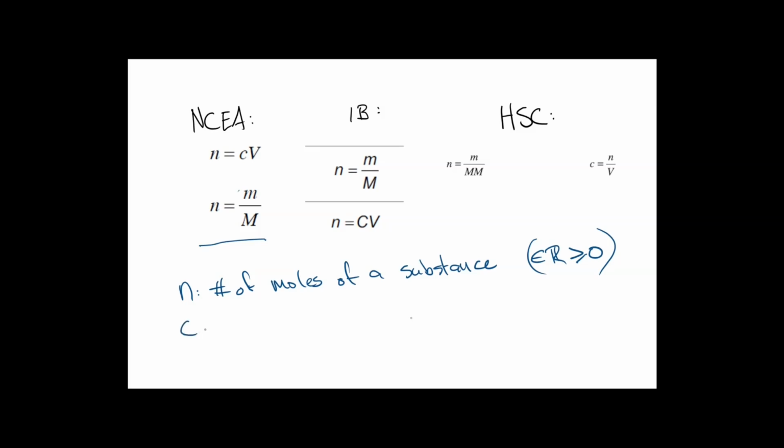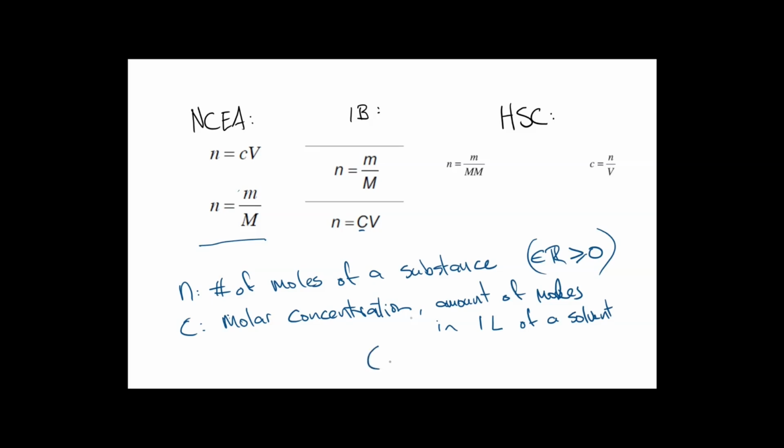C here, little c, which becomes big C here in International Baccalaureate, is the molar concentration. So this is the amount of moles of a material in 1 liter of a solvent or something that it's dissolved into.